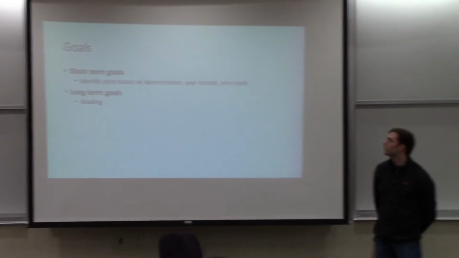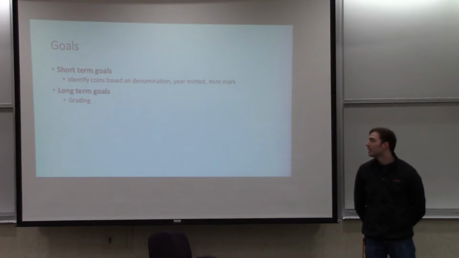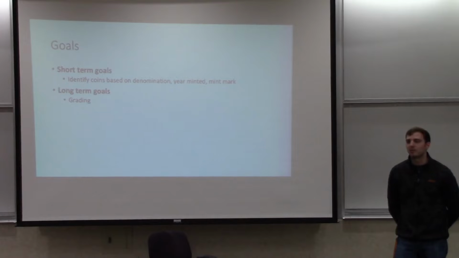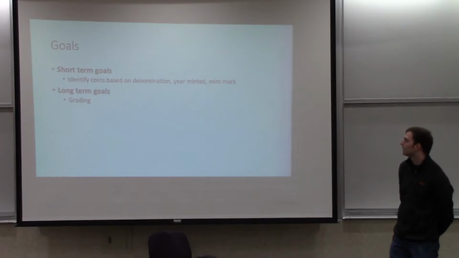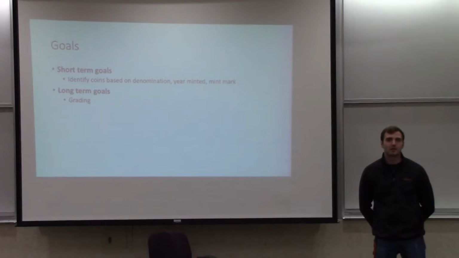So our short-term goals are just to be able to do what people have done before, just identify a coin: this is a penny, this is a quarter, this is the year it was minted, this is its mint mark, if it has one. And then maybe, is it dirty or not? And then the long-term goal would be a full grading of the coins.